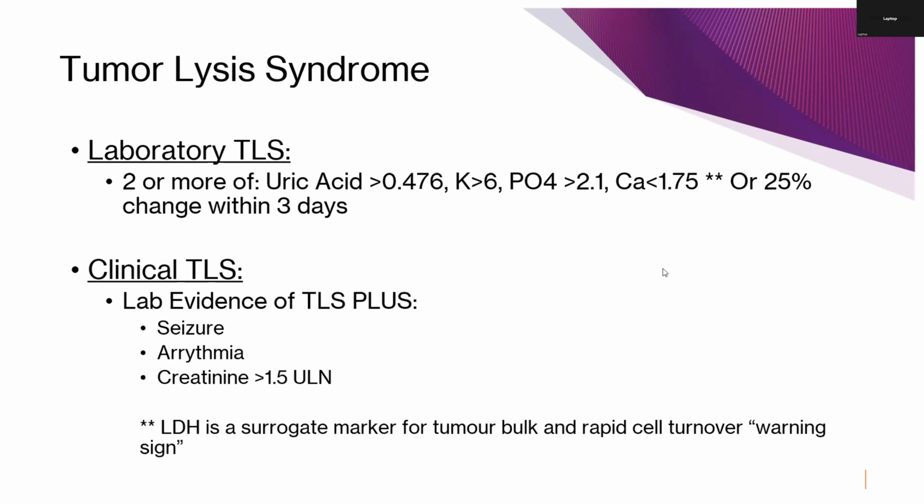LDH is not on that list, but it will often go up when you see tumor lysis because it's a surrogate marker for tumor bulk and rapid cell turnover. And if you do see it increasing, it can allude to the risk of tumor lysis happening. The biochemical marker we tend to see go up first is phosphate, and then the others kind of follow.